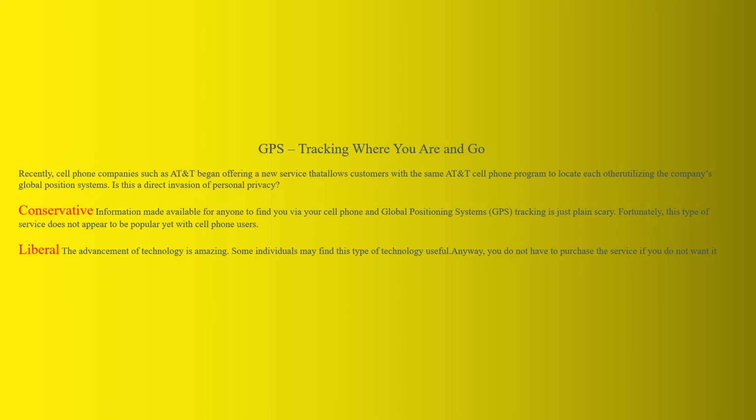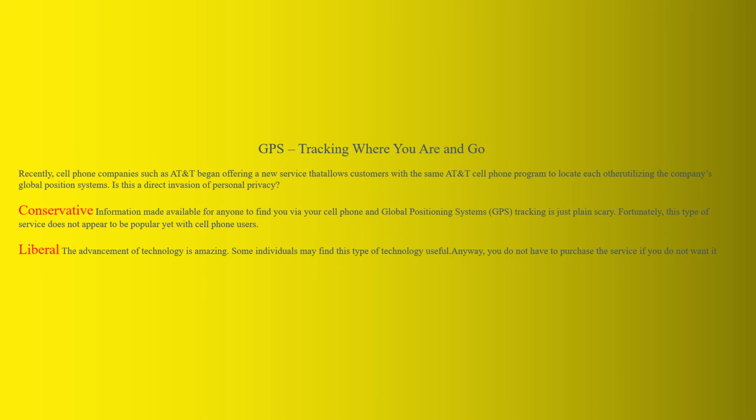GPS: tracking where you are and go. Recently, cell phone companies such as AT&T began offering a new service that allows customers with the same AT&T cell phone program to locate each other utilizing the company's global positioning system. Is this a different invasion of personal privacy? Conservative: information made available for anyone to find you via your cell phone and global positioning system, or GPS, tracking is just plain scary. Fortunately, this type of service does not appear to be popular yet with cell phone users.